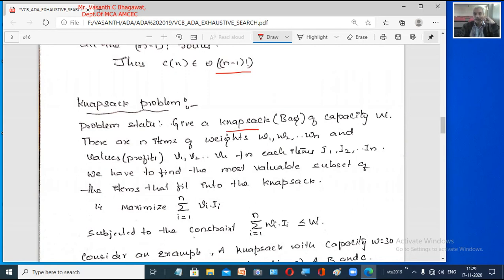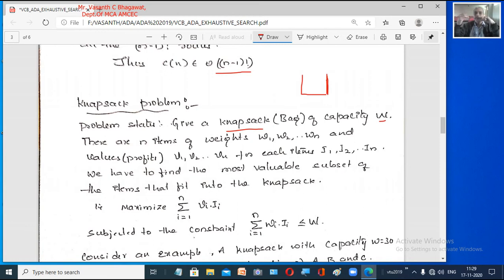Now let us say that you are having a bag. You go for shopping. When you are going for shopping, you take a bag whose capacity is W, right? That means in this bag you can fill only so many items because the weight is given. So the capacity of the bag is given. Like say you are carrying a bag in which you can put just some 10 kgs of items.